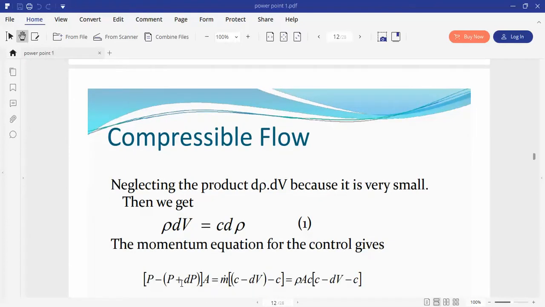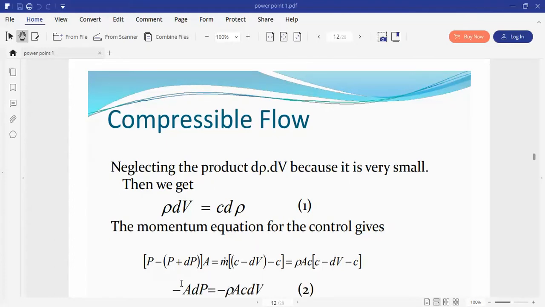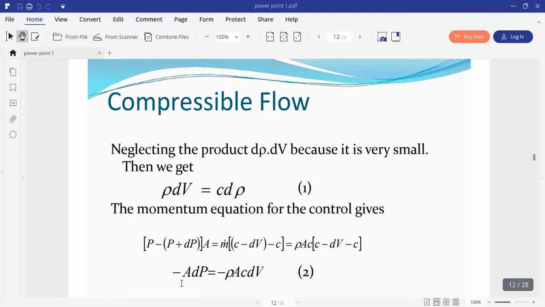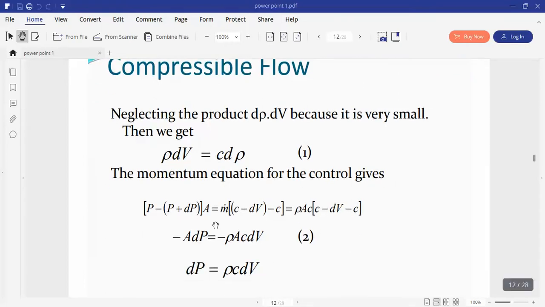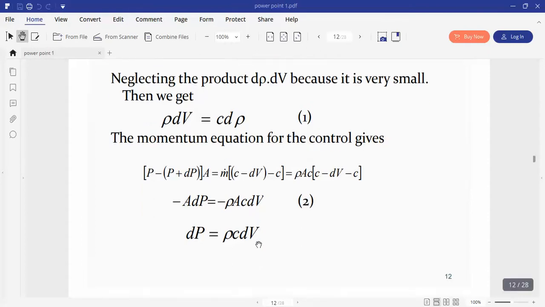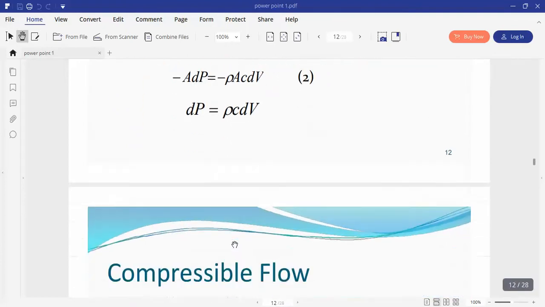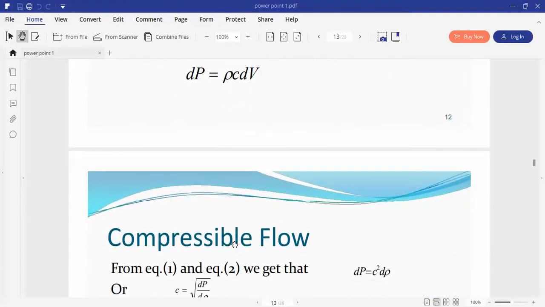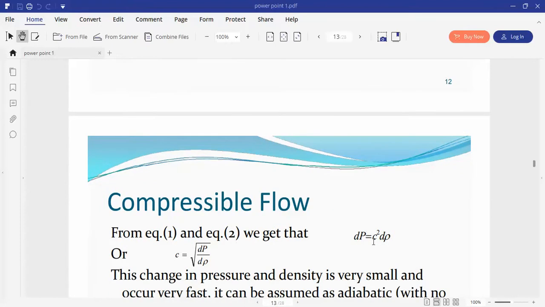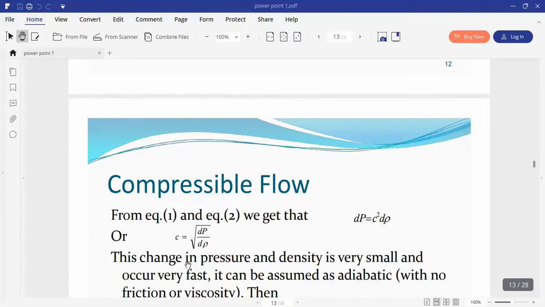The momentum equation for the control volume gives P minus P plus dP into A equals m dot into C minus dV minus C. Simplifying this term, we get minus A dP equals minus rho A C dV, or dP equals rho C dV. From equation 1 and equation 2, we get dP equals C squared d rho, or C equals the root of dP by d rho.